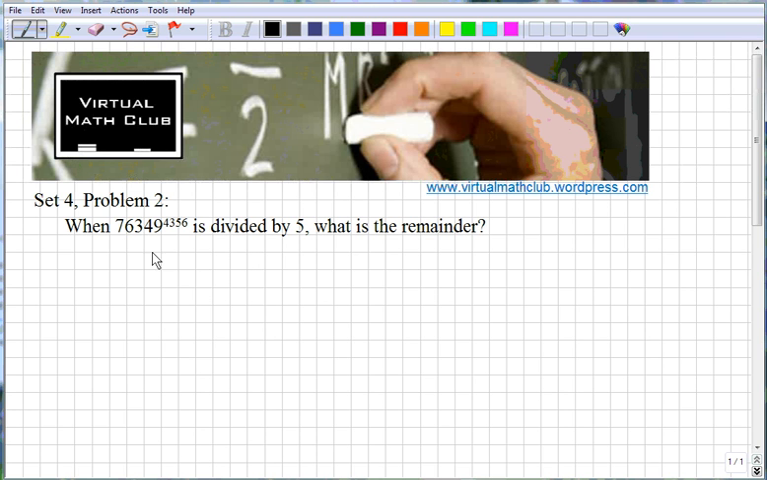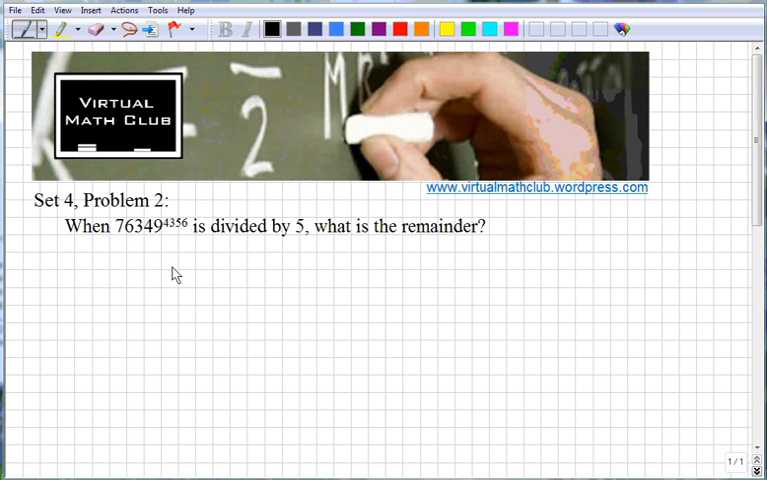All right, for problem number 2, we've got 76,349 raised to the 4,356th power. And it asks, when this number is divided by 5, what is the remainder? Holy cow. Now that looks like a hard problem, doesn't it?